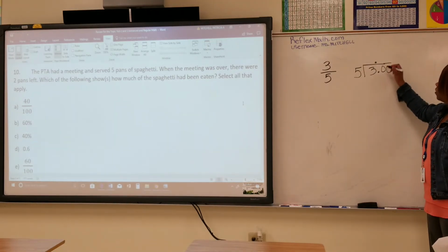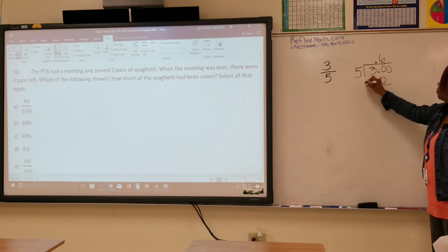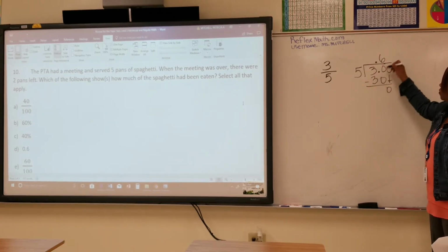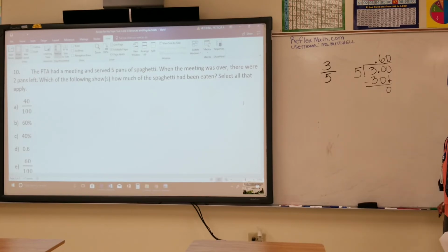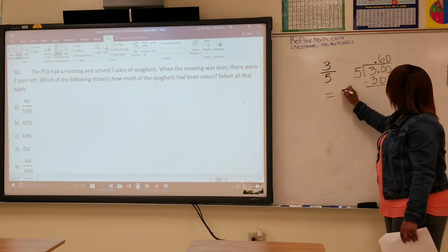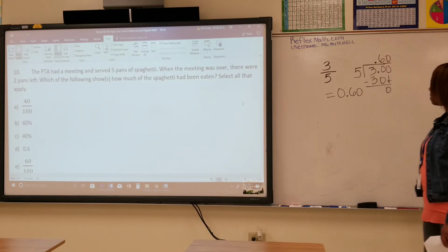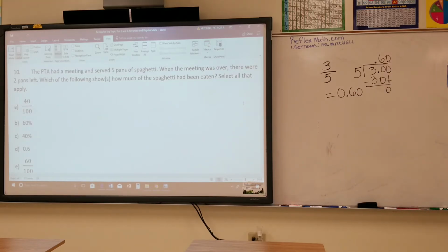5 does go into 30 6 times. 5 times 6 gives us 30. And the placeholder is a 0. So we know our answer is going to be 0.60. Do we find 0.60? Yes, we do. D, 0.6.